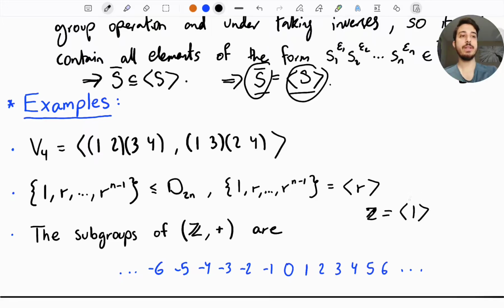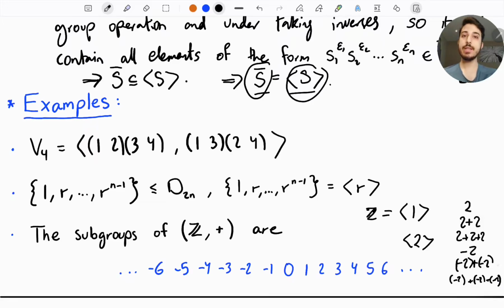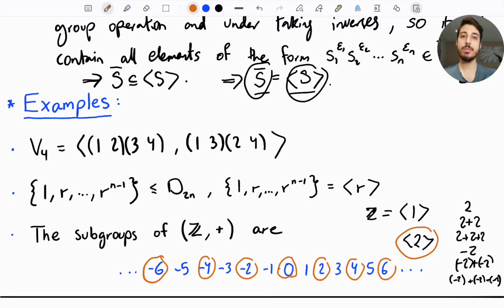So if we generate instead of 1, let's say we generate by the element 2. So we get 2, 2 plus 2, 2 plus 2 plus 2, and also minus 2, and minus 2 plus minus 2, and minus 2 plus minus 2 plus minus 2. We get exactly the multiples of 2. We get the even numbers. So the even numbers are 0, 2, 4, 6, minus 2, minus 4, minus 6. And this is a subgroup of Z. It is a subgroup that is generated by a single element, which is 2. So it also is a cyclic group. It's a cyclic subgroup of Z.